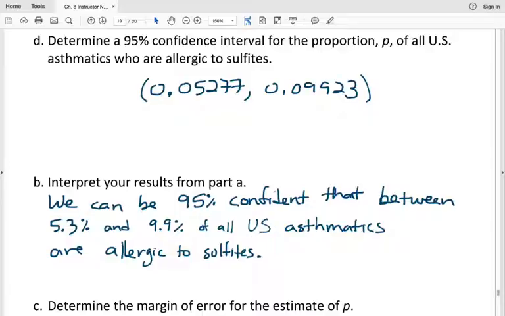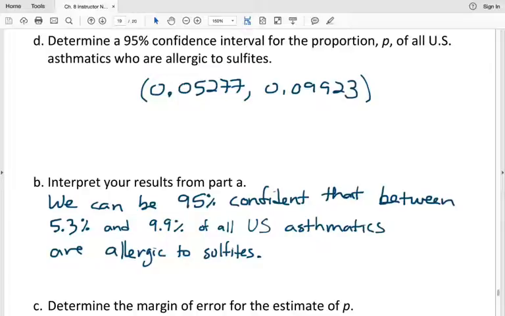Okay, so again, we start with that kind of statement that we use every time. The 95%, we can be 95% confident in that. And then I look at the problem to make sure that I'm using the information here correctly, and I'm being specific about the population that we can infer this of, considering that was the population that was surveyed. Now, part C asks us to determine the margin of error for the estimate of p.